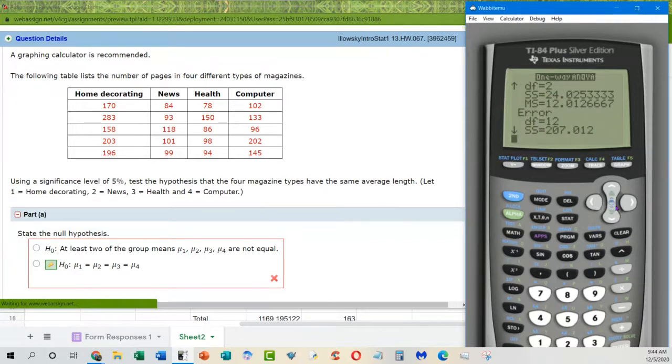Just remember, the factor is the numerator, the error is the denominator, and that's all they care about. They don't ask about the sum of squares, they don't ask about the mean of the squares, they certainly don't ask what this is. They want these two numbers. So that's all you have to do. The longest part of this is typing the data in. The rest of it takes no time at all, which is kind of scary.